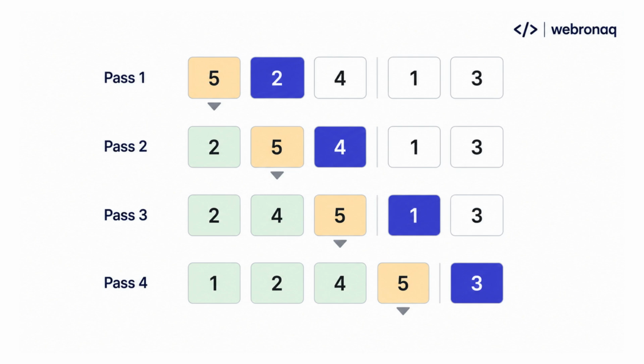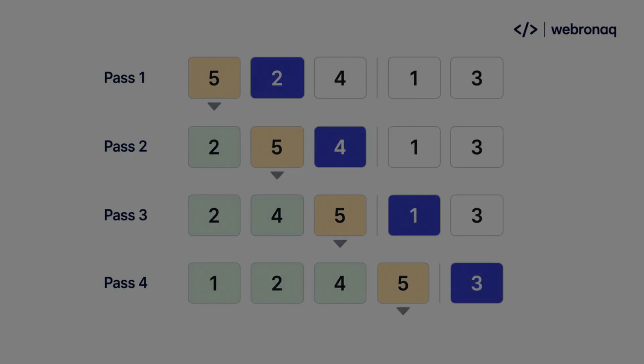Pass 3, we pick 1. It's smaller than everything. 5 shifts, 4 shifts, 2 shifts. 1 drops all the way to the front. Pass 4, we pick 3. It slides past 5, past 4, then stops behind the 2. Done. Final array: 1, 2, 3, 4, 5. Every pick, every shift, one comparison at a time. Next, we'll turn this exact trace into real code.